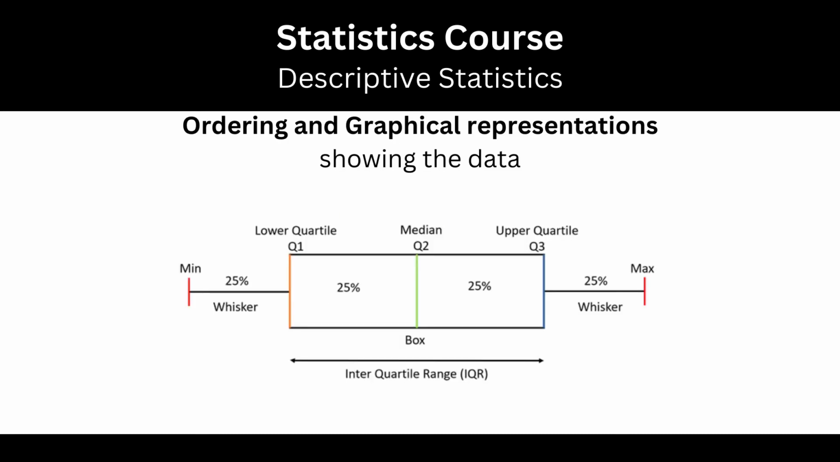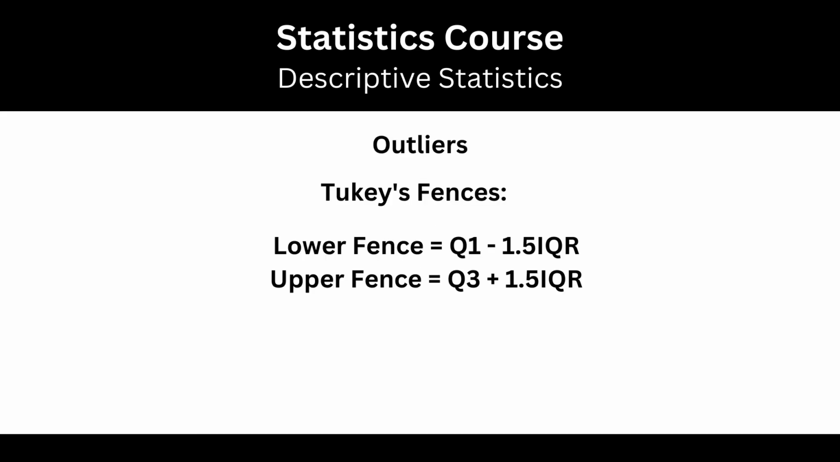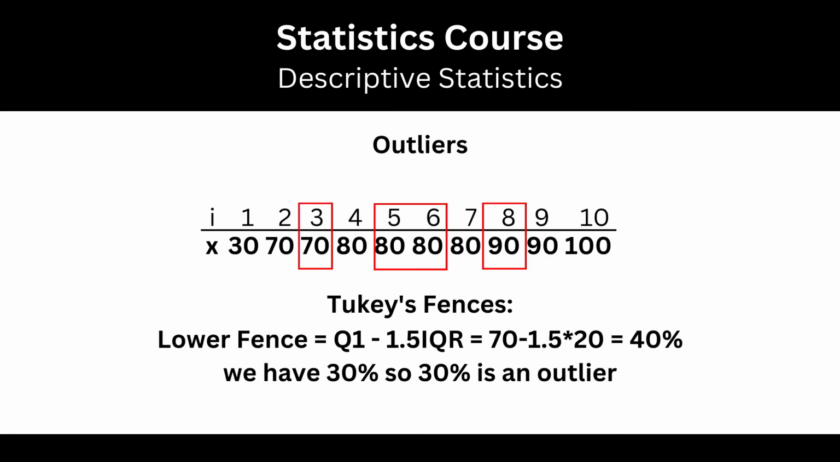To calculate outliers, we use a technique called 1.5 IQR fences. The idea is any data points above the upper fence are outliers, and any data points below the lower fence are outliers. For the lower fence, use the minus sign, and for the upper fence, use the plus sign. So in this specific case, we have 30% as a data point, so 30%, remember the grade, is an outlier because it is less than 40%. This means that the student that had 30% on the exam did much worse than anyone else.